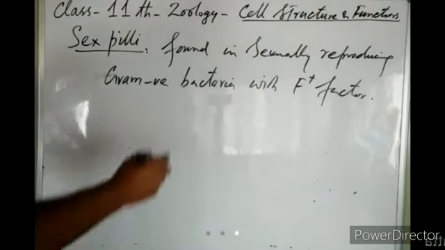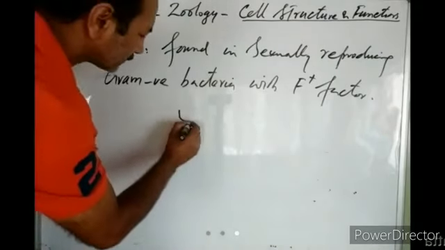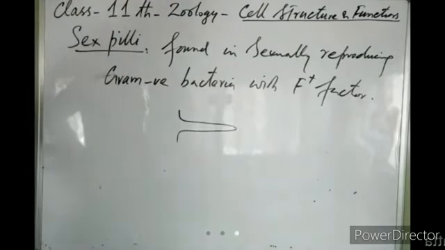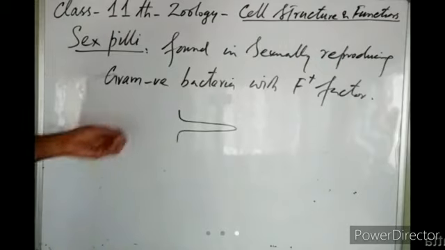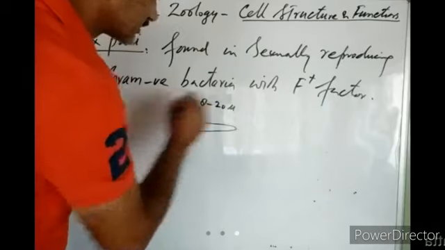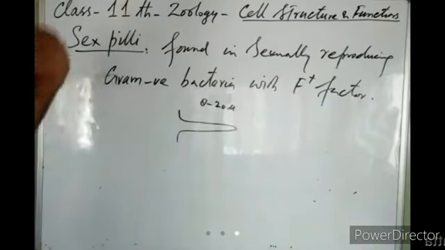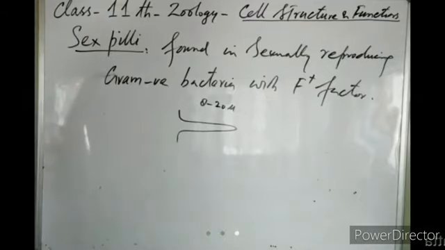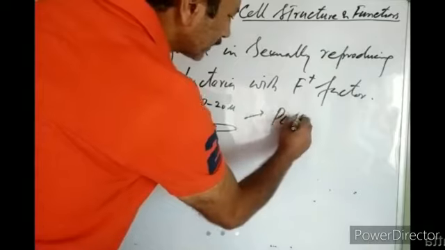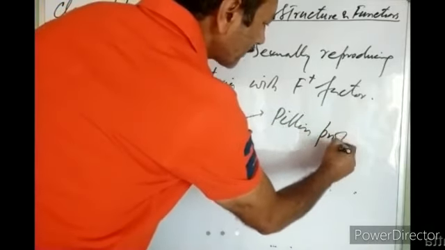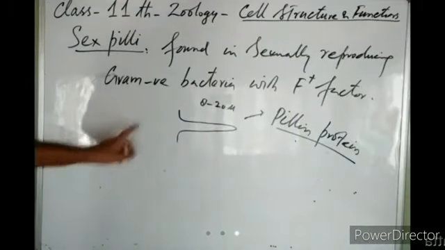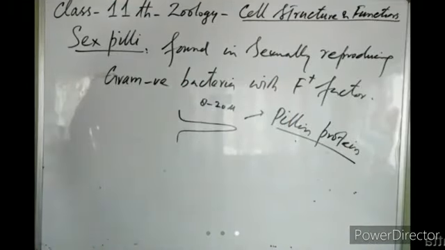So what are these sex pili? They are hollow tube-like outgrowths of the cell envelope. They are short structures, very short tubular outgrowths. They measure just 8 to 20 microns in length. And they are formed of a protein known as pillin protein. Flagella were formed of flagellin protein; these pili are formed of pillin protein.